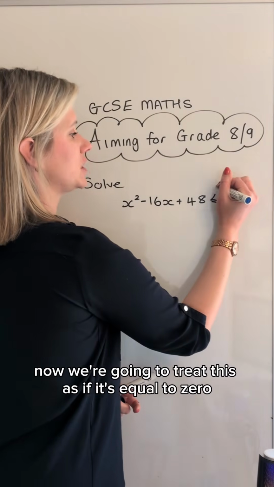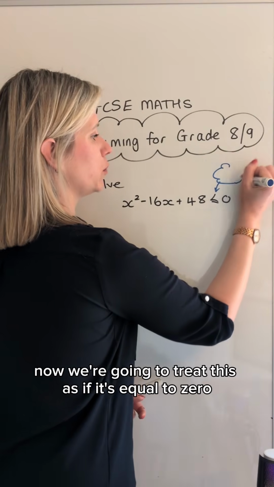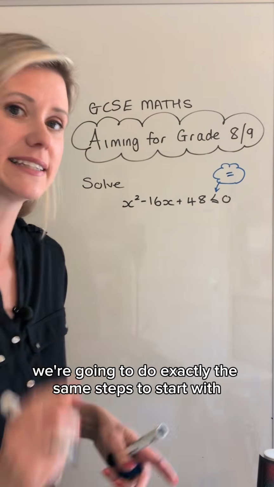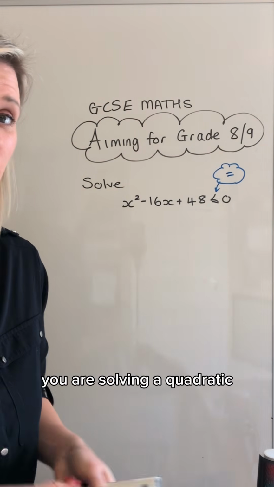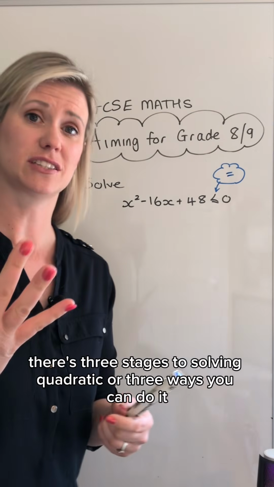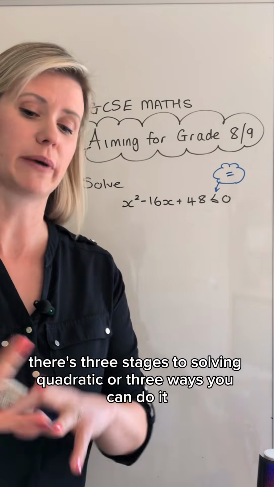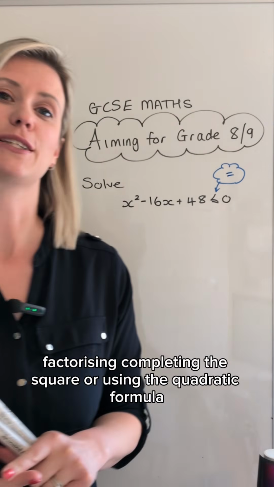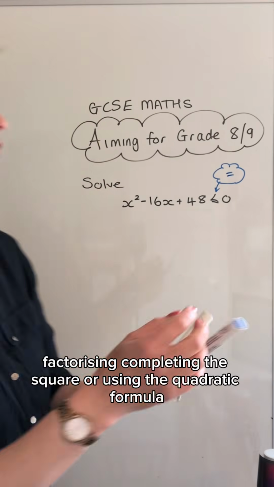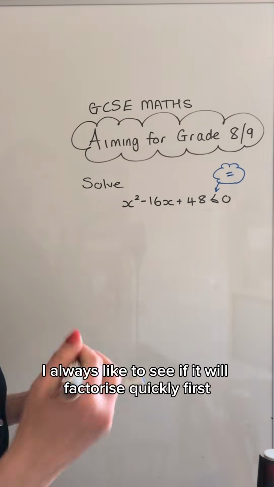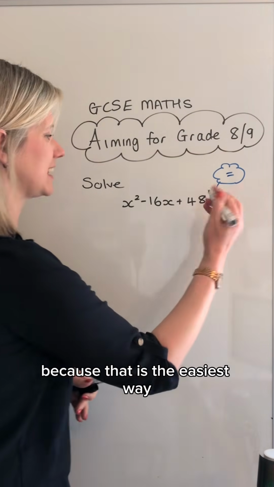Now, we're going to treat this as if it's equal to 0. We're going to do exactly the same steps to start with. You are solving a quadratic. There's 3 ways you can do it: factorising, completing the square, or using the quadratic formula. I always like to see if it will factorise quickly first because that is the easiest way.